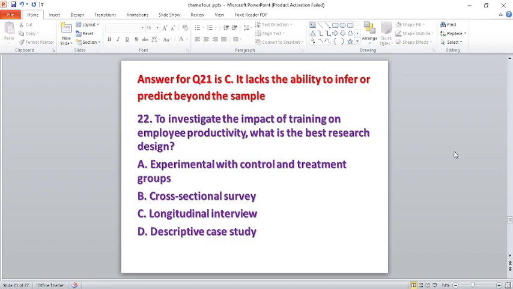Question number 22. To investigate the impact of training on employees' productivity, what is the best research design? A. Experimental with control and treatment groups. B. Cross-sectional survey. C. Longitudinal interview. D. Descriptive case study. The answer for this question is A. Experimental with control and treatment groups.